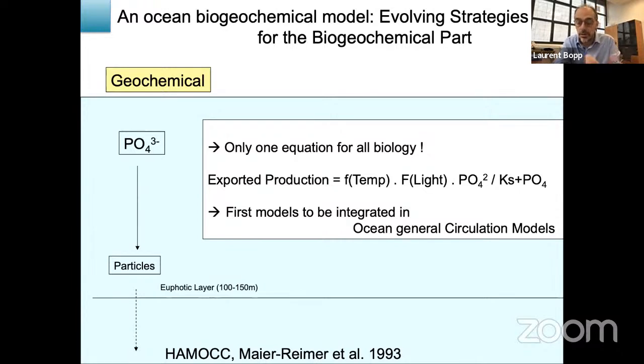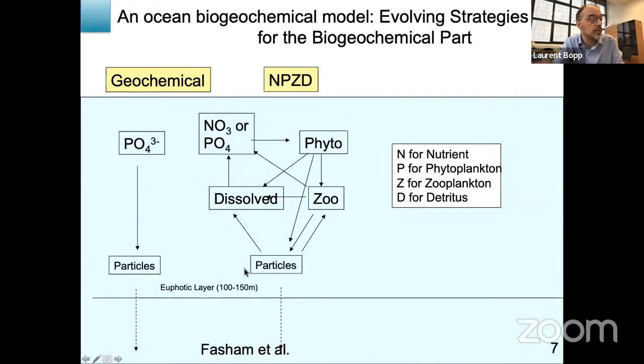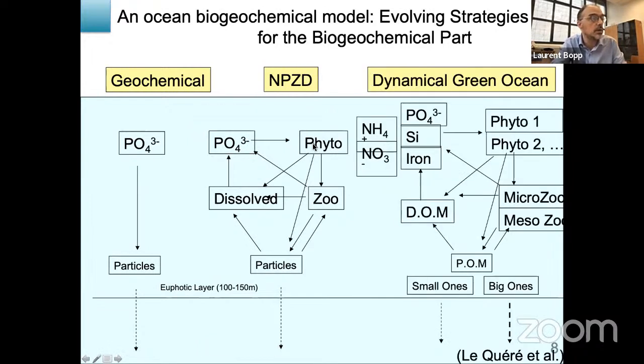But in the subsequent generation of climate models, those biogeochemical tools have evolved. Some models do include simple NPZD models: one phytoplankton, one zooplankton, maybe one nutrient, nitrate or phosphate, plus particles and dissolved organic matter. And what we have now in some of the climate models are more complex biogeochemical schemes, still very simple, with several phytoplankton groups, several zooplankton groups, and several nutrients to be able to represent co-limitation by several nutrients.